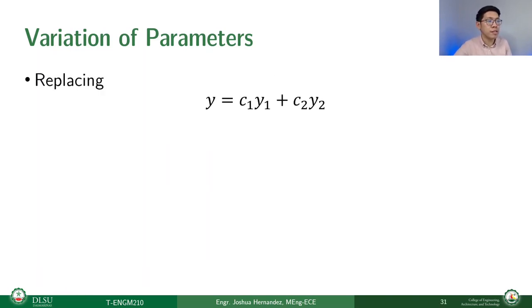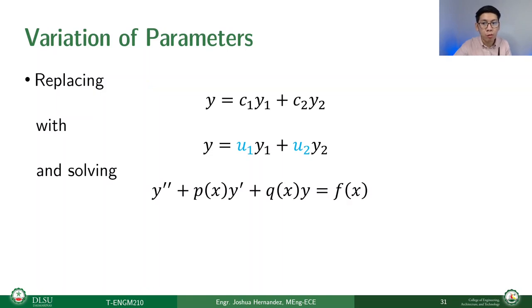So, replacing y equals c sub 1, y sub 1 plus c sub 2, y sub 2, our general solution earlier, with u1, y1 plus u2, y2, and then solving y double prime plus p of x y prime plus q of x y equals f of x. This means, if this is now our general solution for solving our second order linear differential equation, then we need to take the first derivative of this and the second derivative, and then plug it back in this equation here to be able to get an expression and solve for u1 and u2.